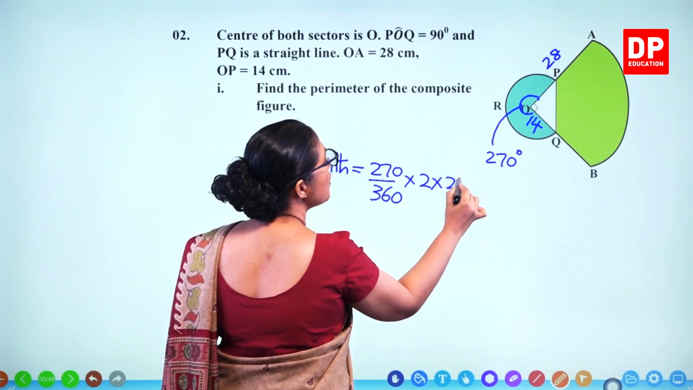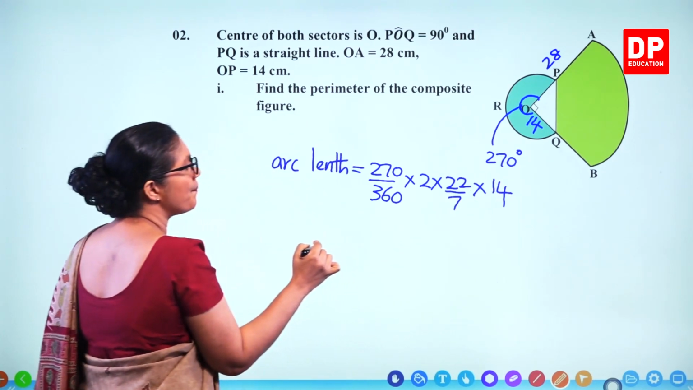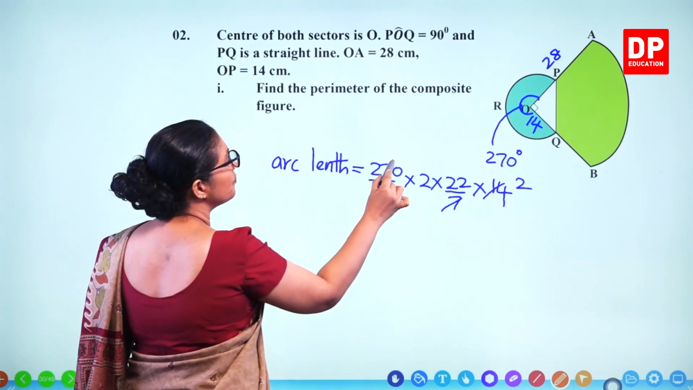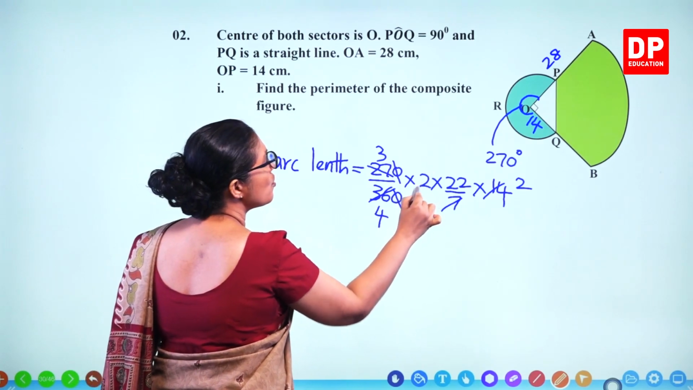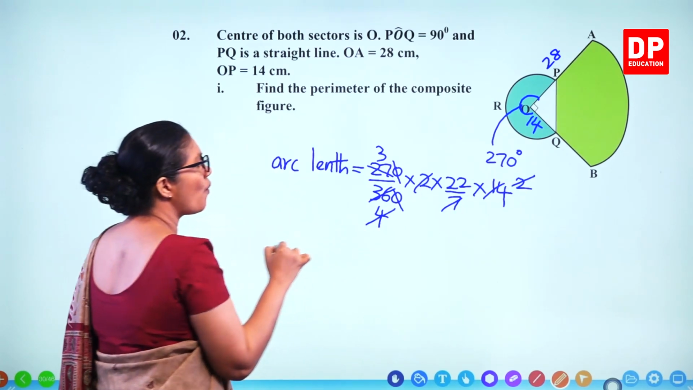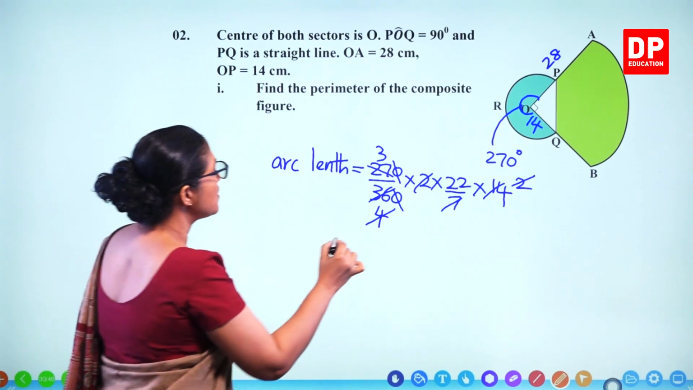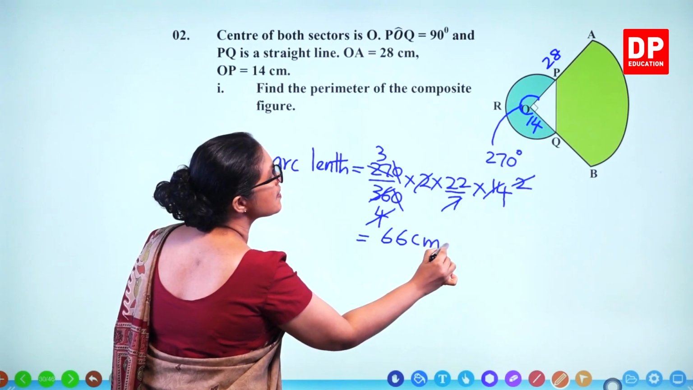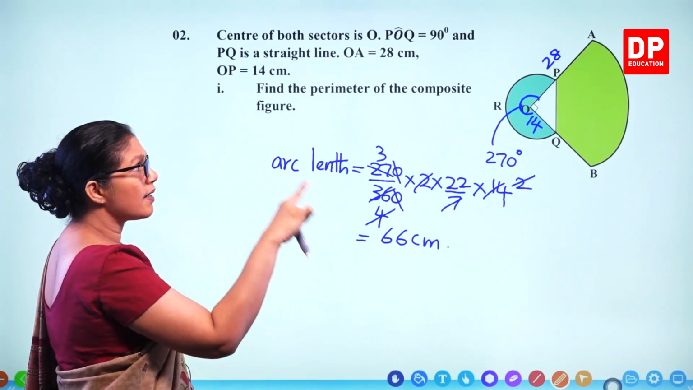2 into pi, 22 over 7, into r, which is 14 there. So 7 times 2, 9 times 3, 9 times 4, 2 and 2, 4. That's 3 times 22, 66 centimeters. That's the arc length. Now, what's the bigger arc length? AB.